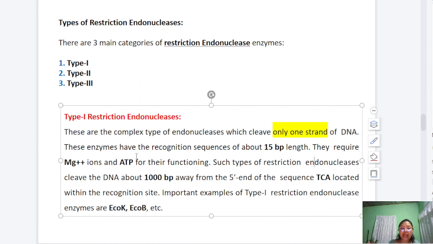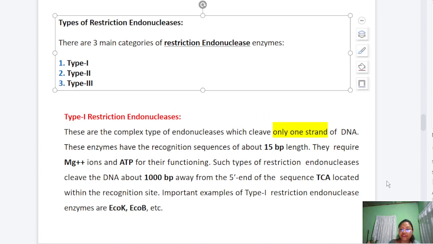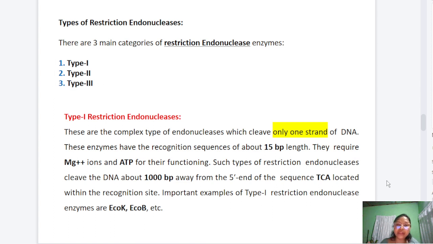And these enzymes have a recognition sequence of about 15 base pairs in length. If you remember the first figure, we wrote 4 to 6 base pairs. But here, sometimes the recognition sequence can vary up to 15 base pairs in length. They require magnesium ions and ATP for their functioning. So in the absence of magnesium and ATP, this enzyme cannot perform effectively or cannot perform at all.